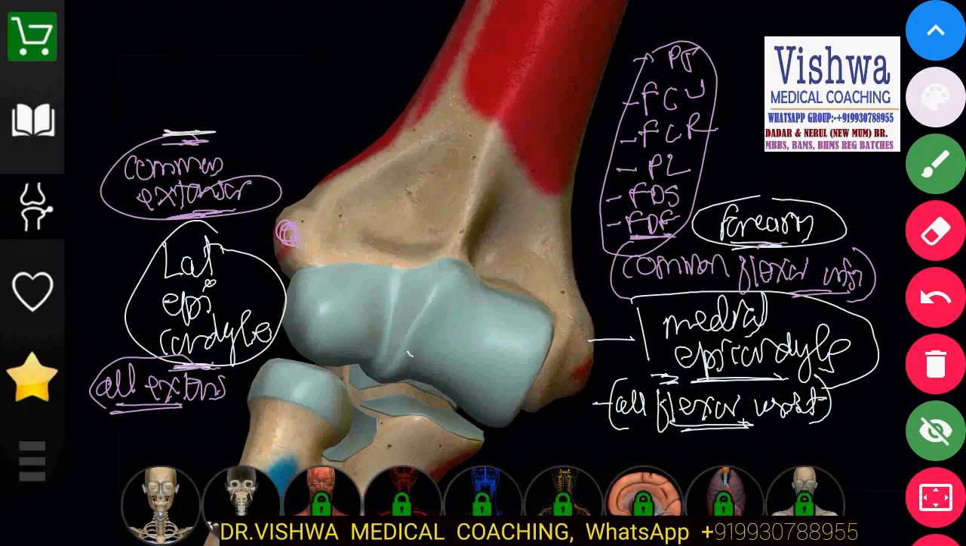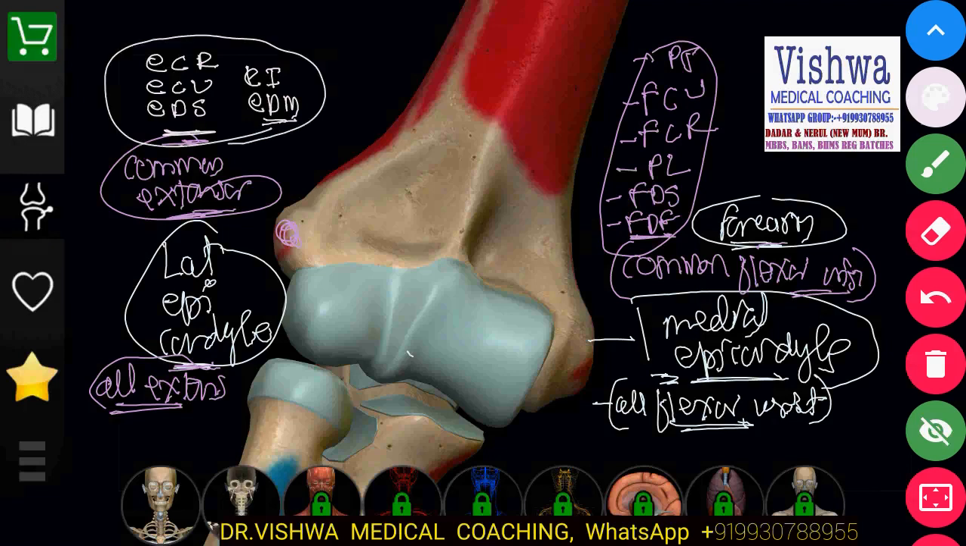In the common extensor we have extensor carpi radialis, extensor carpi ulnaris, extensor digitorum, extensor indicis, extensor digiti minimi. All those muscles originate from there. So don't memorize the origin of all those muscles separately. You just have to remember the way it is: common flexor, common extensor.